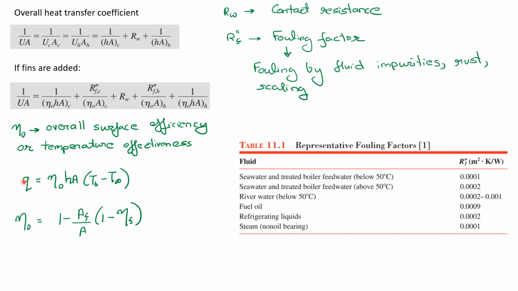So we can say that the heat transfer rate Q is equal to that efficiency times HA times TB minus T infinity, where the eta 0 is represented as 1 minus AF, that's the area of the fin, divided by the total area, into 1 minus the efficiency of the fin, where eta F is the efficiency of the fin, which we've already seen in our previous chapters, how to calculate this efficiency of the fin. So for example, if we have an adiabatic tip and a cylindrical fin, our eta f or the fin efficiency will be hyperbolic tan of ml divided by ml.